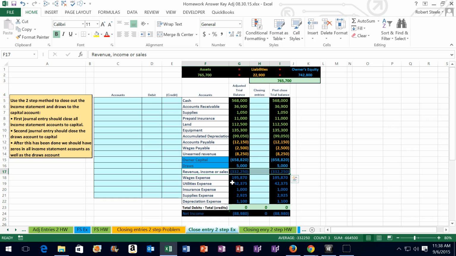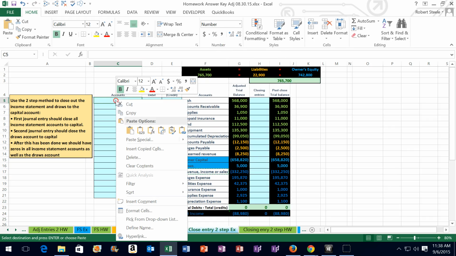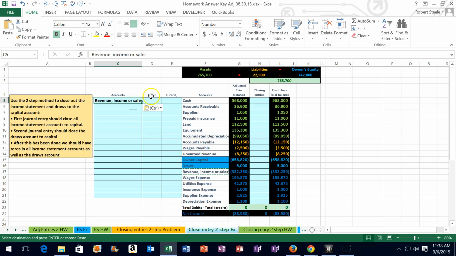So we're going to do the opposite thing to it. I'm going to take this revenue account, right click on it, copy it, and go up to cell C5, right click, paste 1, 2, 3, and in the debit column, I'm just going to type in whatever's in the revenue account, which in this case happens to be 332,250, and enter.